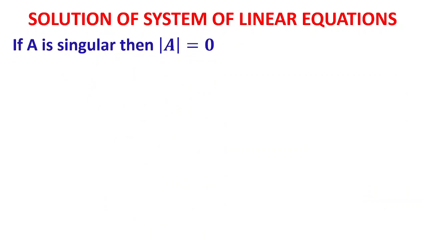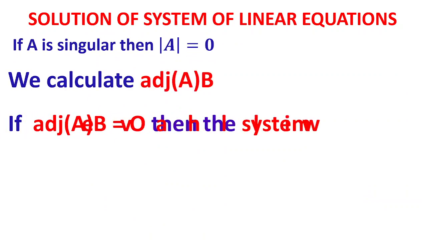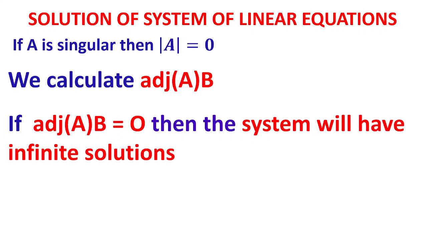Well, now A is non-singular, then determinant A is not 0. We calculate adjoint A. Then if adjoint A into B is 0, then the system will have infinite solution. Suppose now we are going to discuss what will happen if determinant A is 0.